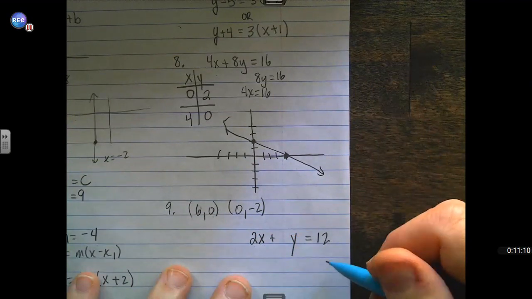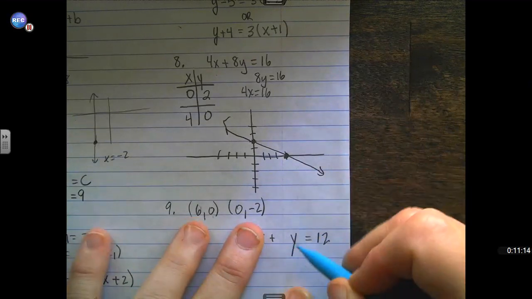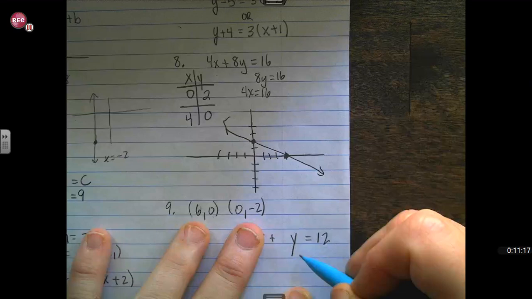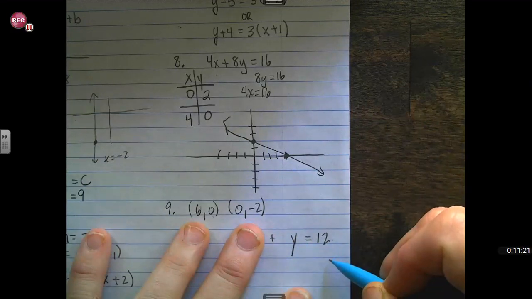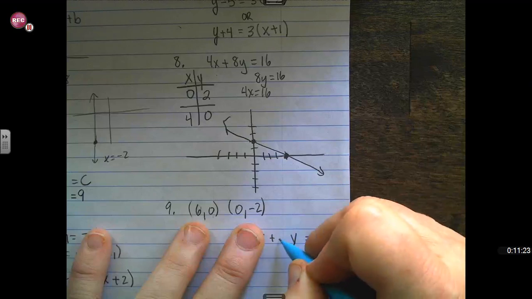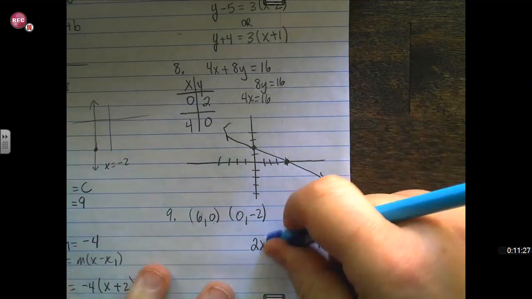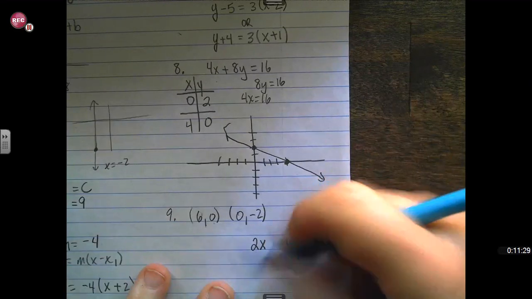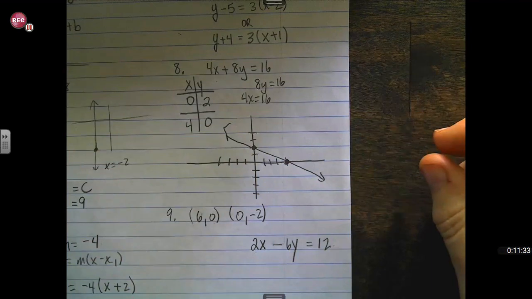And then I ask the same question, when x is 0, what would the coefficient of y be so that when I take 12 and divide by that coefficient, I get -2? And the answer would be -6. And then we would probably switch this to 2x minus 6y equals 12.